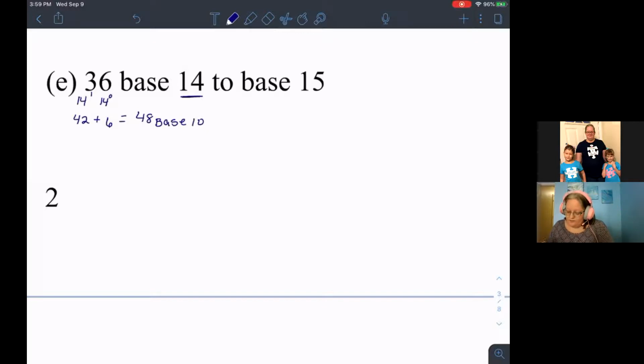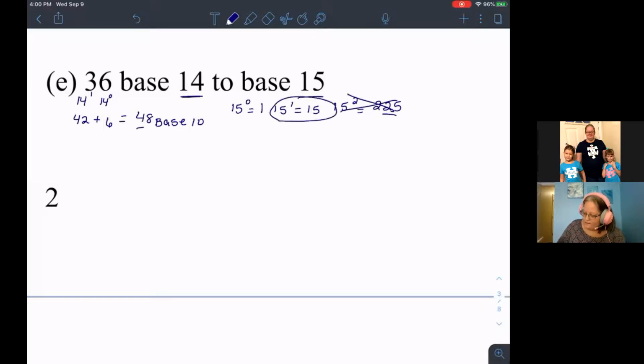Now we're going to convert that 48 base 10 to base 15. So we need to find the powers of 15. 15 to the 0 is 1. 15 to the first power is 15. 15 squared equals 225. And we see that 225 is definitely bigger than 48. So we're not using that one. We're going to start with 15.